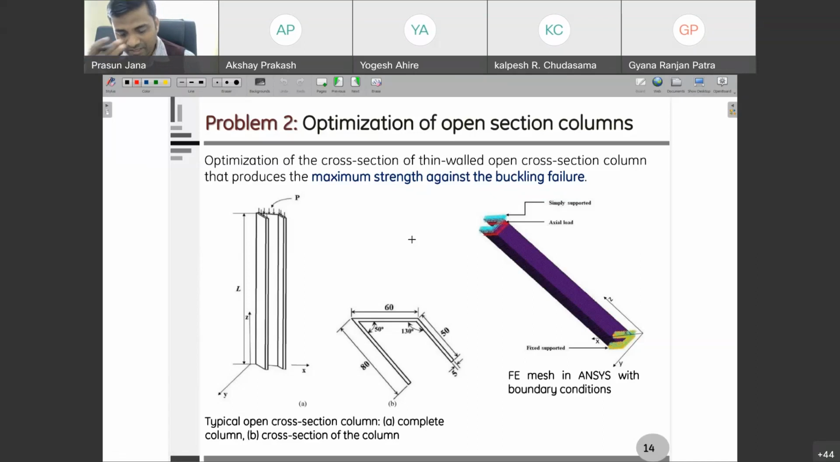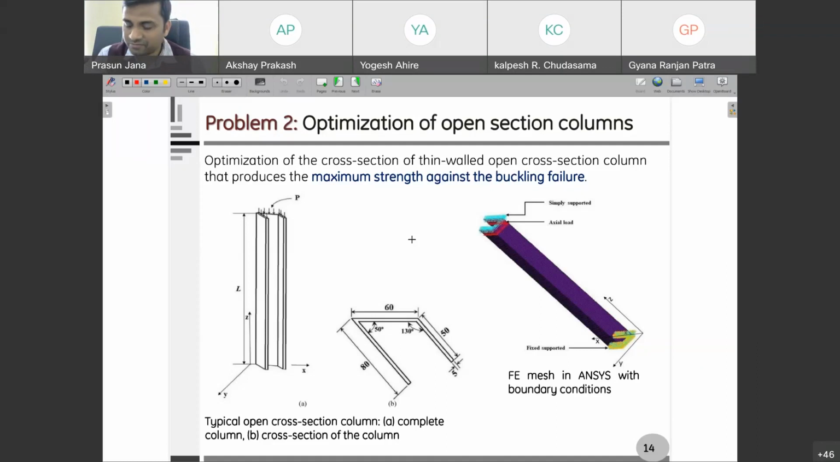So in many engineering applications, we have these open section columns, especially in aerospace structures. So if I try to optimize the shape of the cross section, which can give the maximum buckling strength. So again, that problem is not easy because the buckling of certain cross section will be having both flexural and torsional mode.